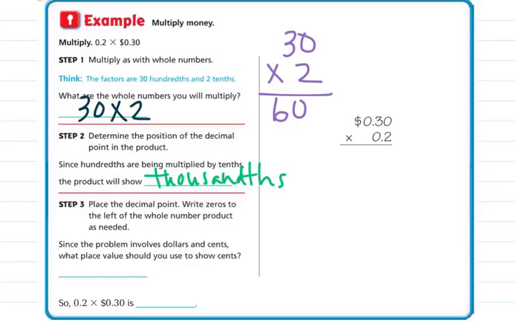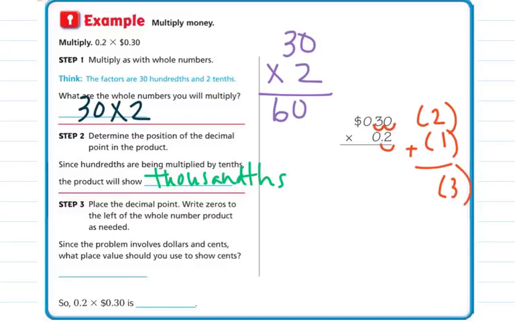Step 3, boys and girls, says place the decimal point. Write the zeros to the left of the whole number in the product as needed. So what I'm going to do is I'm going to count the decimal places, and in parentheses, I hope you all have been practicing writing the amount of decimal places in each factor, adding them up, and then determining where to place the decimal point in the product, boys and girls. 2 decimal places, 1 decimal place. 2 decimal places plus 1 decimal place is 3 decimal places.